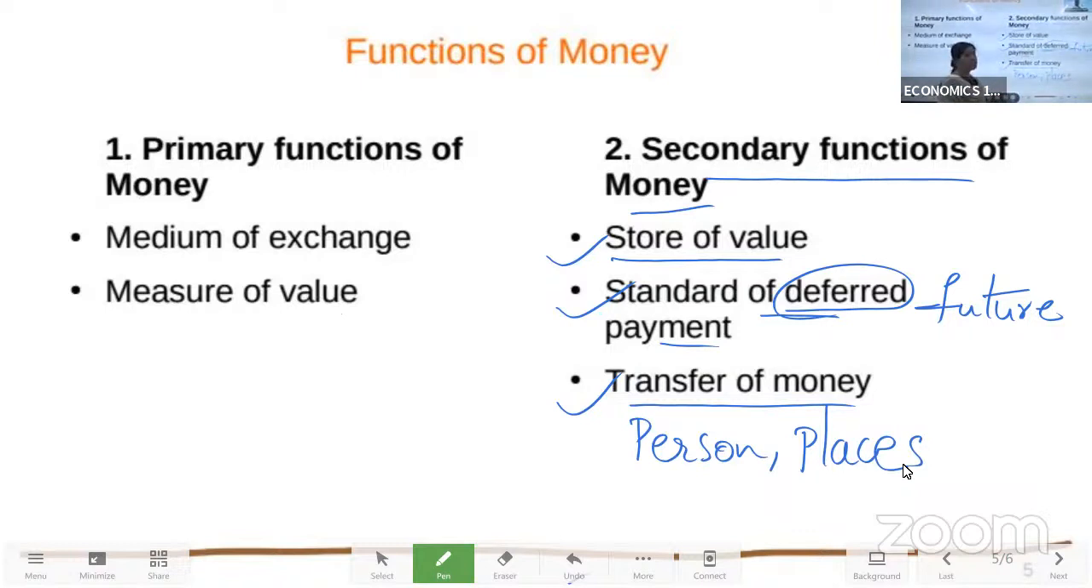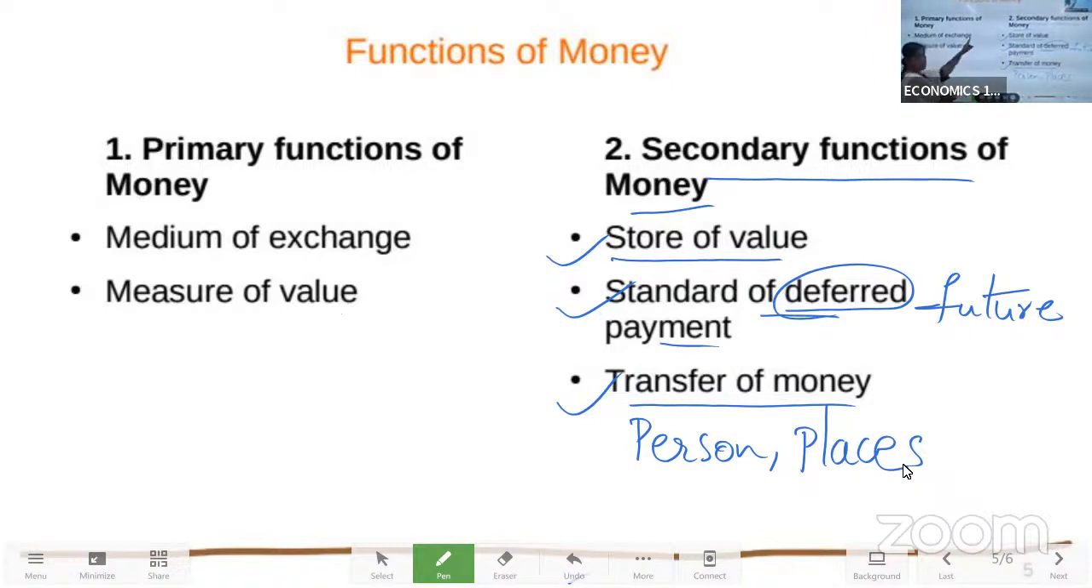Under the secondary functions of money, store of value means we can store it. Then deferred payment for present transactions, we can pay in the future. For example, at present you can take credit, and in the future you can pay it. That facility is there. And the transfer of money: we can transfer to any person or any place, anywhere. So these are the two different functions we discussed till now.